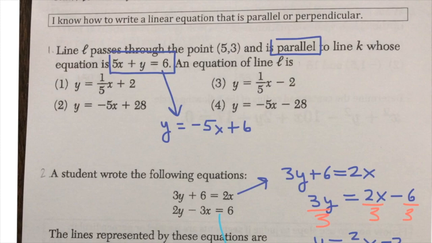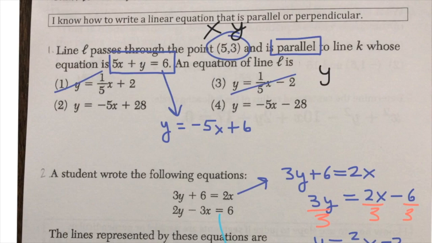So very quickly I can tell that it can't be choice number 1. That would be if it would be perpendicular. And same for number 3. So we're looking for the same slope, so it's either choice 2 or 4. And that's where this extra point comes in. They're telling me that the x is 5 and the y is 3.